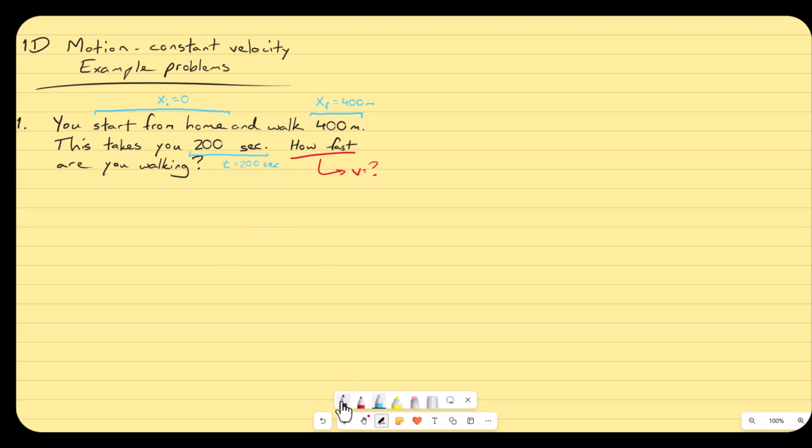I will set up a table for myself because that's what I tend to do with these. The only things that we could possibly have: x initial, x final, speed, and a time. We know our x initial is 0. Our x final we said is 400 meters. Our v we don't know, but that's the one we're looking for. And our t, that's 200 seconds.